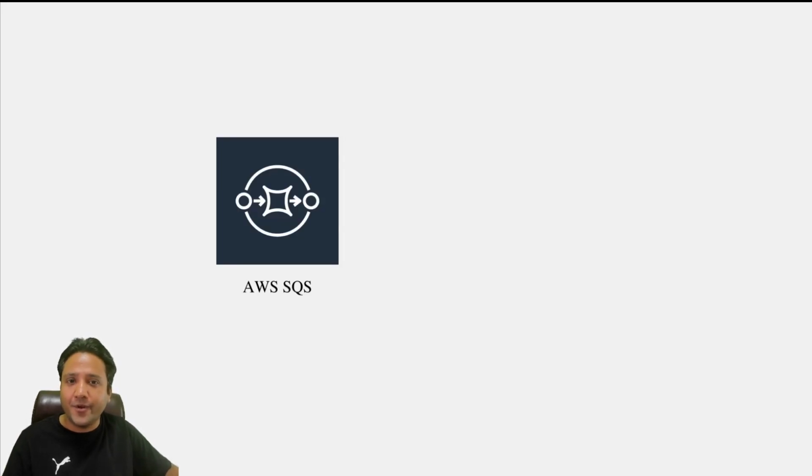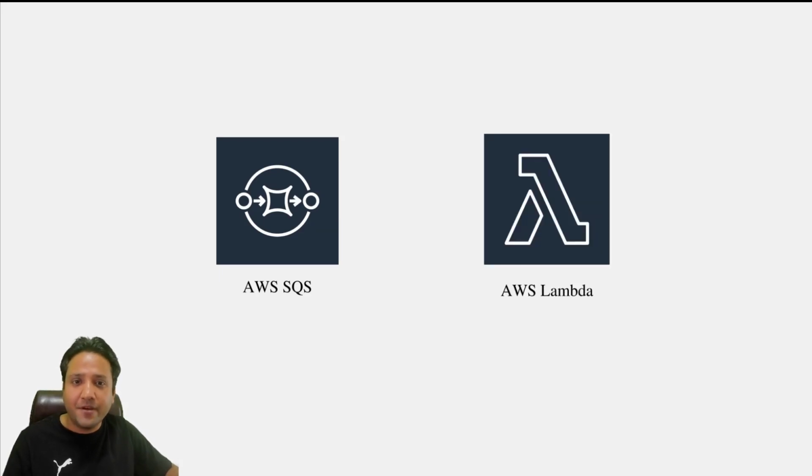So what we are going to do in this video is first create one AWS SQS queue with the help of AWS CDK, and then we are going to create this AWS Lambda again with the help of CDK. Then we are going to integrate both of these things. That means we can use the AWS event source mapping of Lambda to point to this AWS SQS.